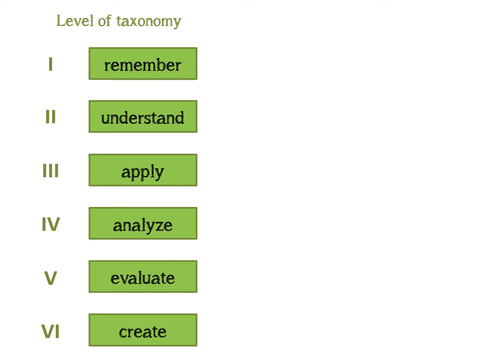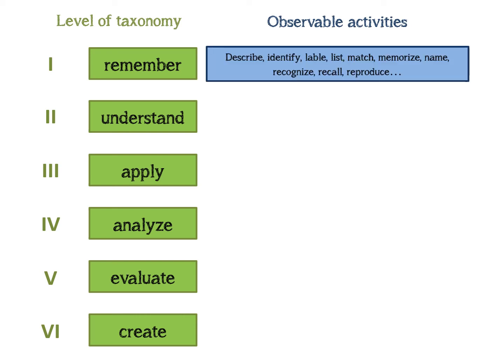But that's not enough. So when you have the idea, okay, I want to go to level 4, analyze, for example, then you have to make this more precise. So choose an observable activity the students can do to prove that they have achieved this level. Observable activities could be for the first level something like describe, identify, label, list, match, memorize, name, recognize, recall, or reproduce. These are activities that give you the hint, okay, they are at this level.